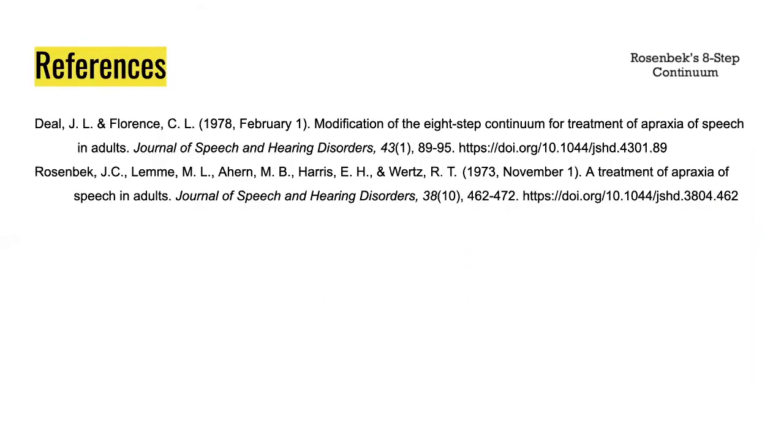We used 2 research articles with a level 3 type of evidence for this presentation. Each group of authors used case studies to demonstrate their findings. The first research article is titled "A Treatment of Apraxia of Speech in Adults." It was written by Rosenbek and colleagues in 1973. Our second article was written by Deal and Florence in 1978, and they re-examined the continuum, looking at whether the program could increase communication for those with severe apraxia, home programs, whether the steps needed to be done systematically, and if step 4 actually is too difficult.